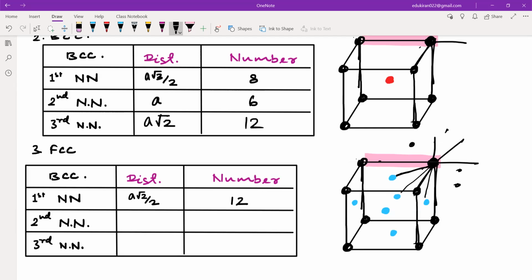Now the second will be again this a here. That is the second nearest neighbor, and there are 8 a's that it will be touching. 8 will be there. Wait a second.